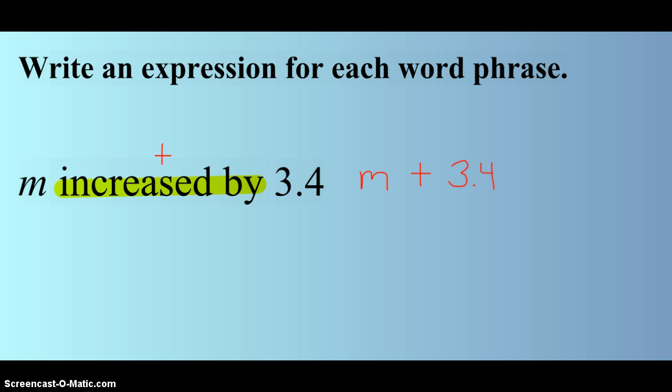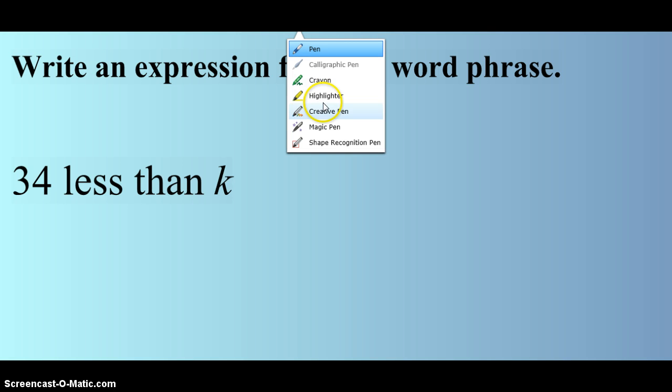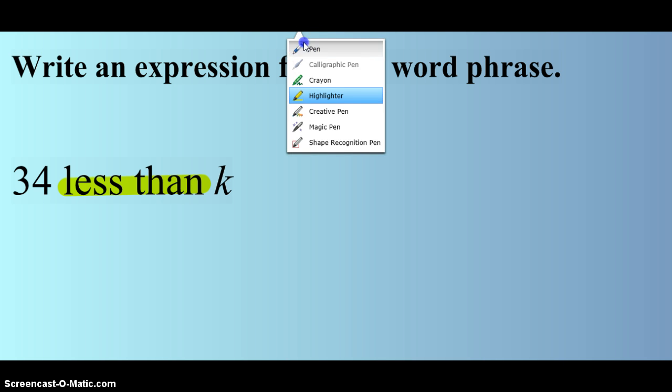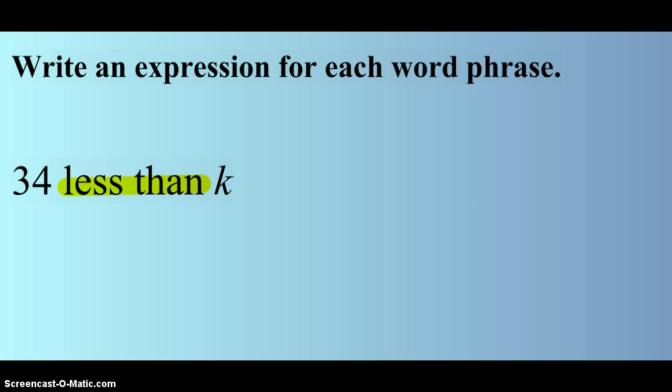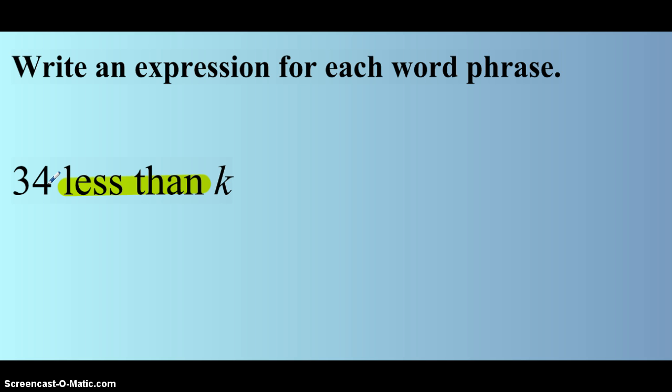A few more examples. 34 less than k. Copy that one down for me. 34 less than k. This is one of those tricky ones that I told you you had to be really careful about, and I want you to think about this. If I said that you were 10 years old and your brother was 2 years less than you, then reasoning tells you that your brother can't be older than you. So this means that I'm trying to find a number that's 34 less than whatever k is.